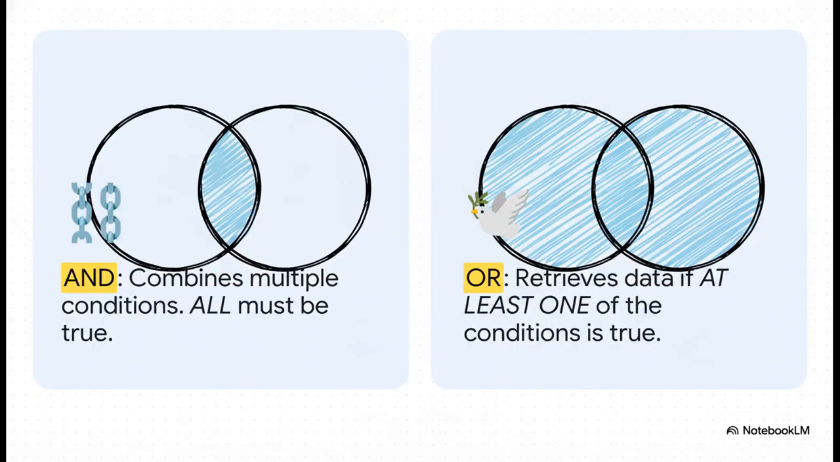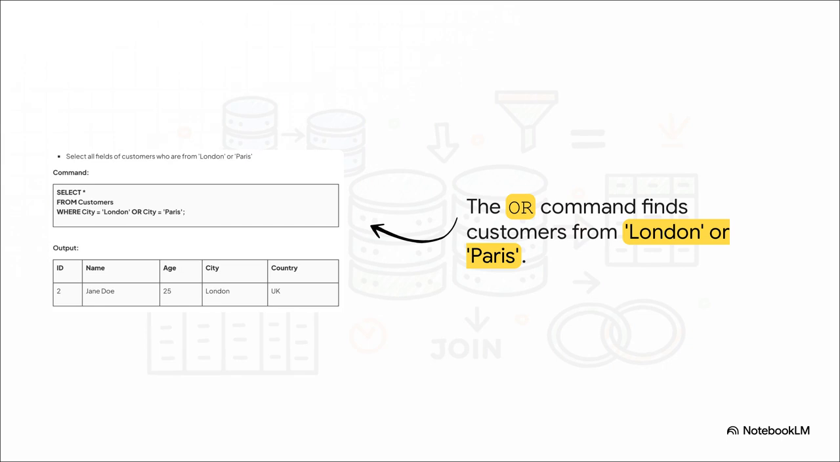The 2 tools we use for this are AND and OR. And here's an easy way to remember the difference. AND is like needing a passport and a ticket to fly. You absolutely need both. OR is like a restaurant that takes cash or card. Either one is fine. So let's look at an OR example. Here, we're asking for customers from London or Paris. The database just scans the list. Is John from London or Paris? Nope. What about Jane? Yep, London, so she's in. And Peter? He's from Paris, so he's in too. They both get included because they each met at least one of our conditions.